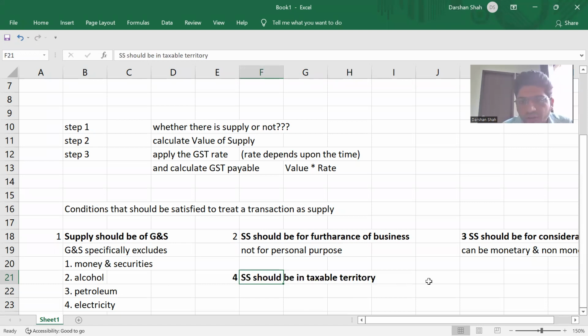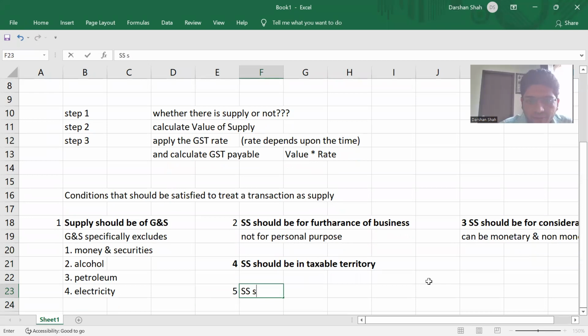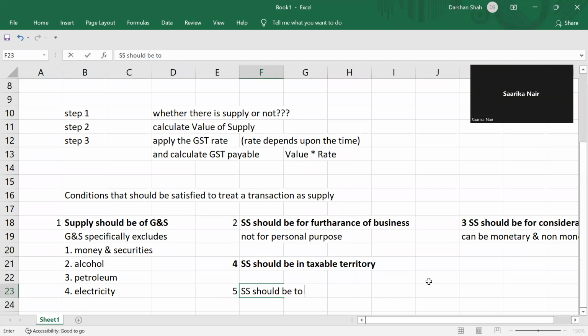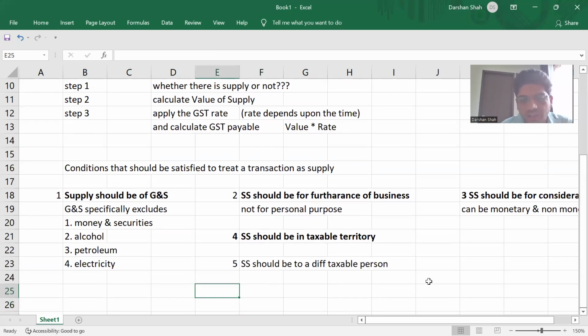Condition number 5. Supply should be to a taxable person. A different taxable person. If supply is not to a taxable person, then it will not be charged under GST.